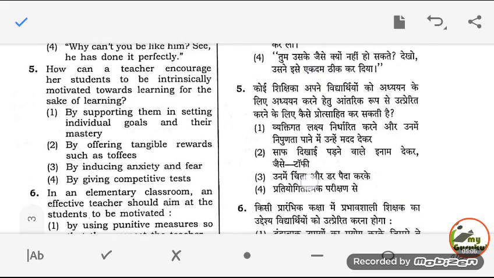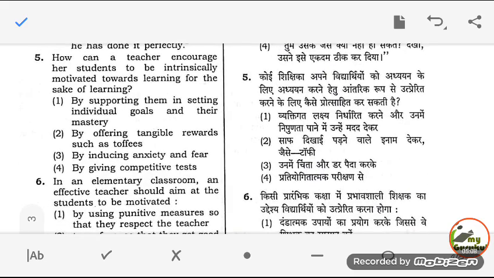Next question, question number 5. How can a teacher encourage her student to be intrinsically motivated towards learning for the sake of learning? So a teacher can encourage her student to be intrinsically motivated towards learning for the sake of learning by supporting them in setting individual goals and their mastery.